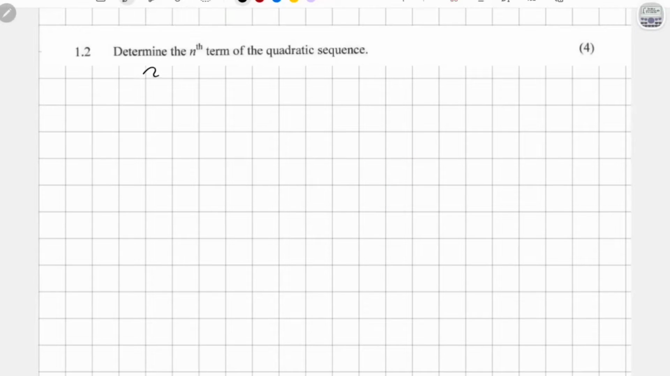Question 1.2 says, determine the nth term of the quadratic sequence. The nth term of the quadratic sequence is the general formula, which looks like this: Tn is equal to an squared plus bn plus c. You see that in order for this to be complete, we need the values of a, b, and c. This is how we're going to find those.